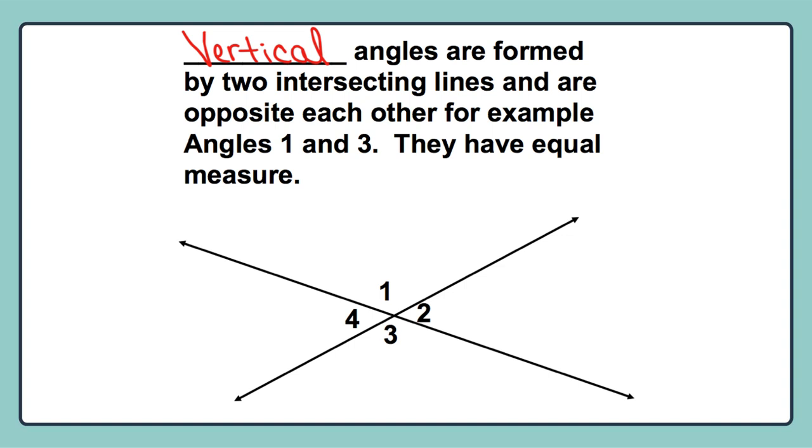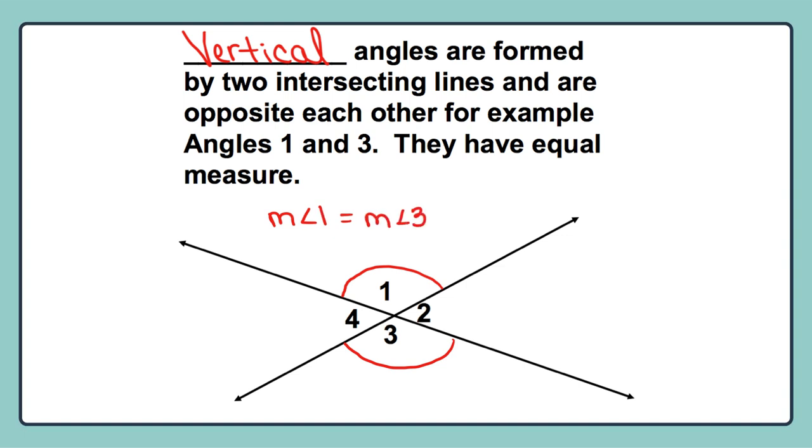The vertical angles are the ones that are opposite of each other. And it tells us to focus on angle 1 and 3. 1 and 3 are opposite of each other. They're vertical to each other. What that is telling me is that the measure of angle 1 is equal to the measure of angle 3.